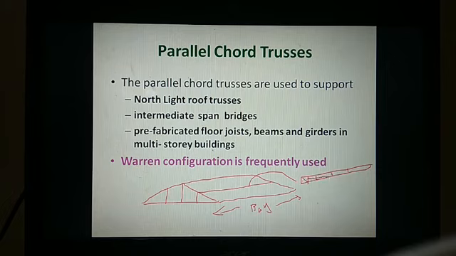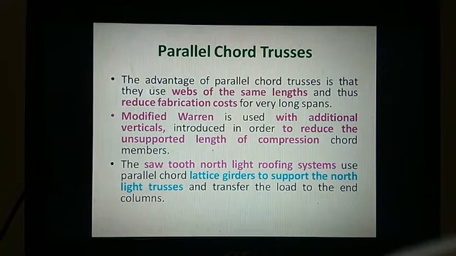Got it? You can see these kinds of truss systems in temples, where huge sheds are constructed with the help of these trusses. There will be two main trusses supported with purlin trusses, which are used as parallel chord trusses over there. That is the best example. And the advantage of parallel chord trusses is that the webs are of the same length, and thus they reduce the fabrication costs for very long spans.